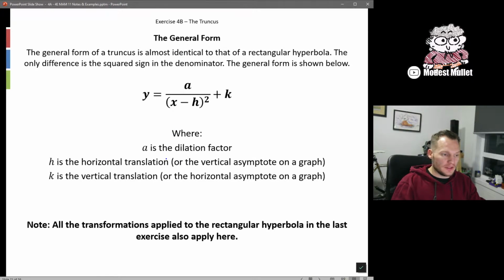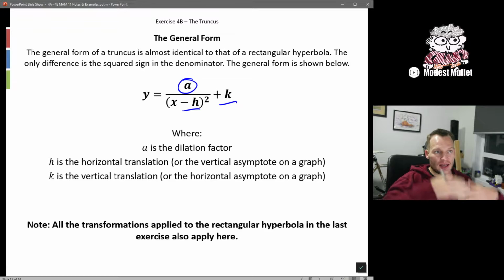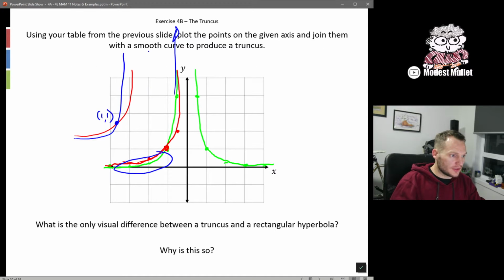Just like with the hyperbola, we can write it in what we consider the general form, where a is our dilation factor, h gives us a horizontal translation, and k gives us a vertical translation. We still also have, I should have noted, asymptotes.